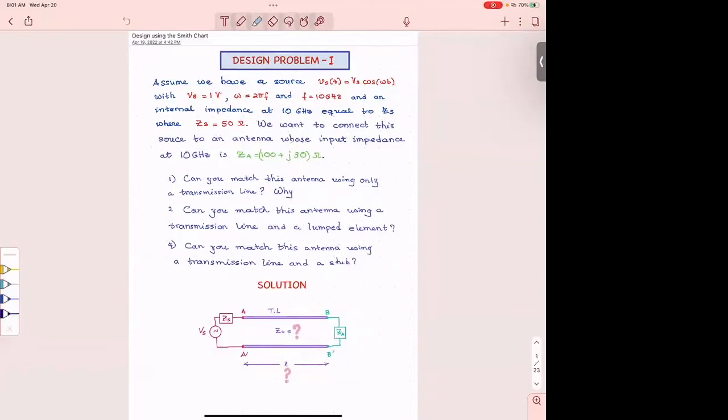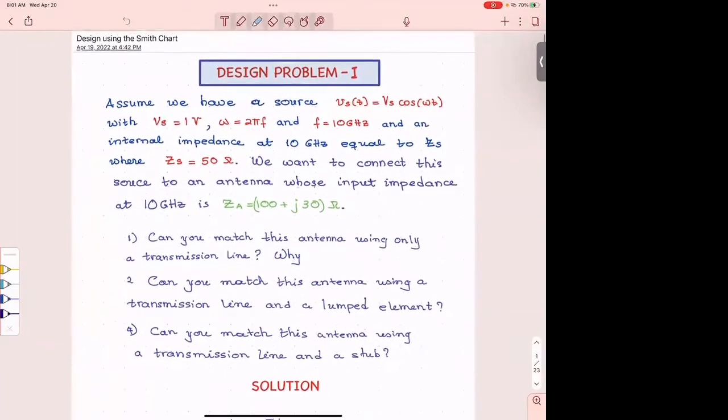So here is a problem, all right? So I will read it to you. You have it also on Canvas. And it says here we have a source. I'm giving you the source in the time domain. It's a harmonic source. So you know immediately we are going to solve the problem in the frequency domain. And for this source, I give you the amplitude of the wave, which is 1 volt. I'm giving you the frequency, F, which is 10 gigahertz.